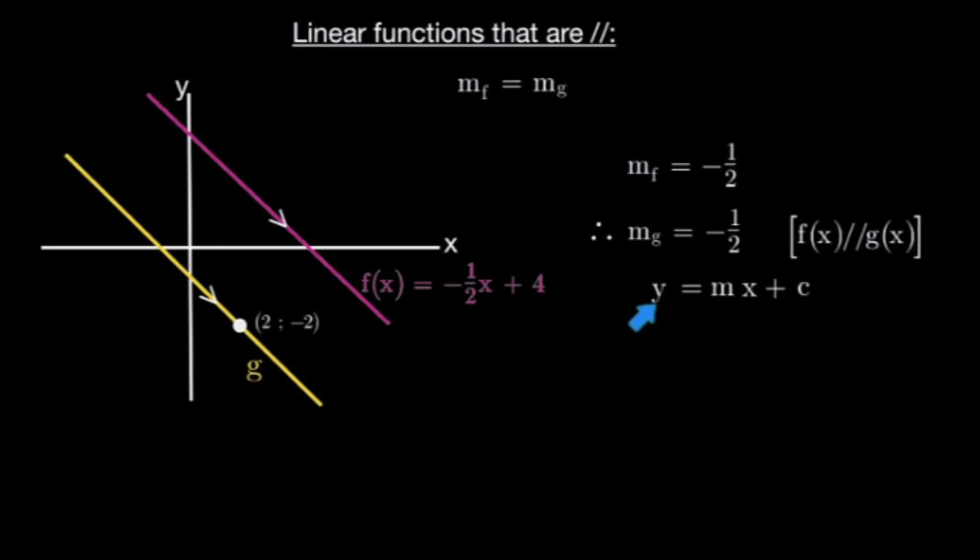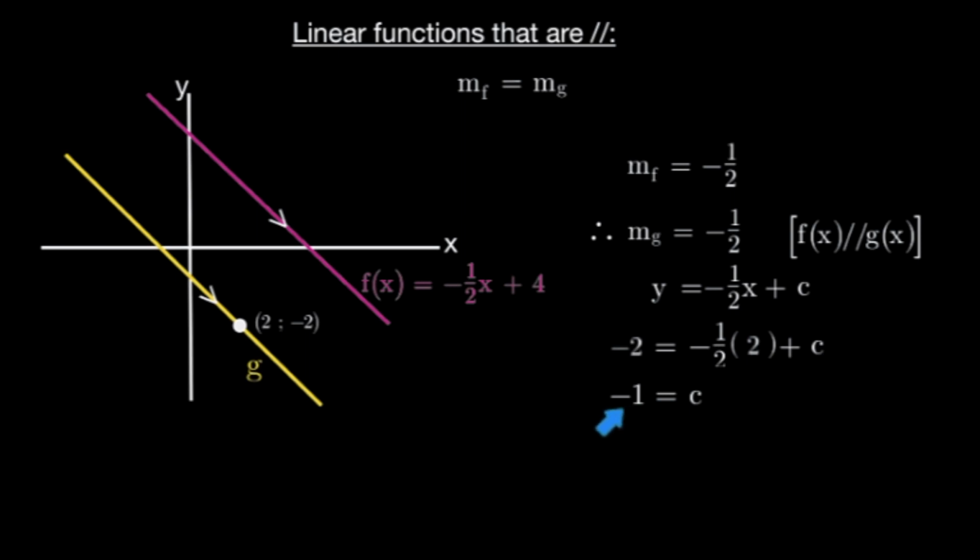So let's write down y = mx + c, and in the place of the gradient we can put minus a half. Now in the place of x and y we can put the coordinates of any point that's on the straight line. So in the place of x I'm going to put this 2, and in the place of y I'm going to put the minus 2. And once we do this calculation you will see that our y-intercept is equal to minus 1.